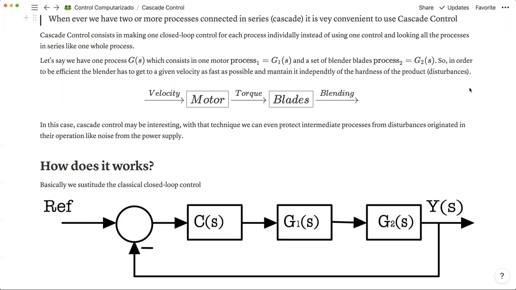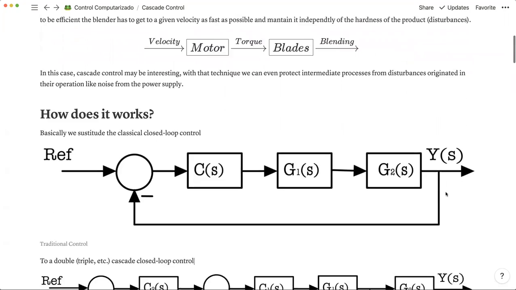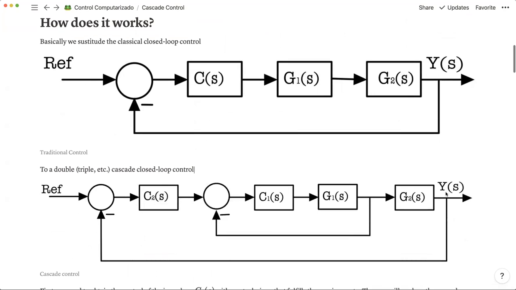In this case, cascade control may be interesting because with that technique we can protect the intermediate processes from disturbances originated in their operation, like in this case, noise from the power supply. So how does it work? Well, basically, we substitute the classical or traditional closed loop control like this.